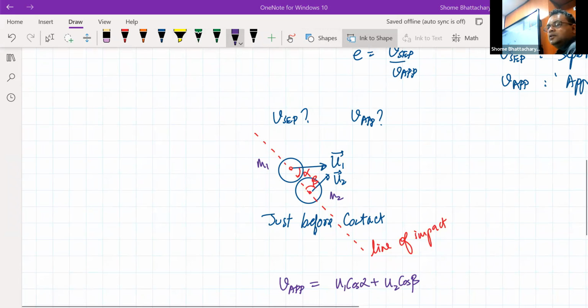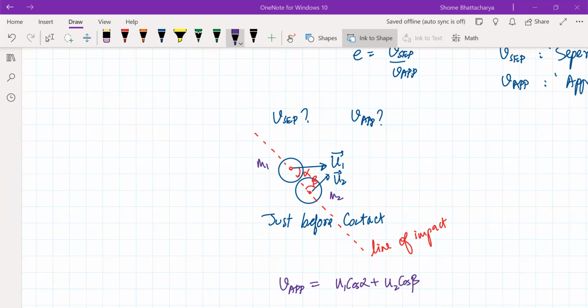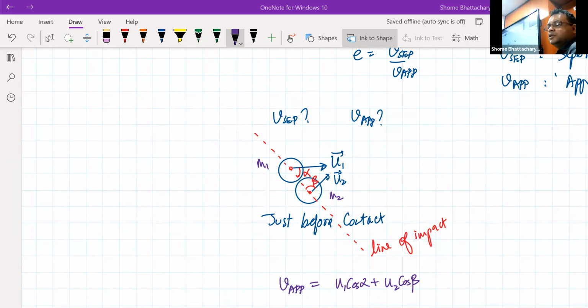And now similarly, if just after impact we know the velocities are v1 and v2, then by finding the components which are away from the center, going away from the center, we'll find out the separation velocity. And the ratio of this approach and separation velocity, that will become how much? That will become the coefficient of restitution. Or rather, the ratio of separation to approach velocity will become the coefficient of restitution.